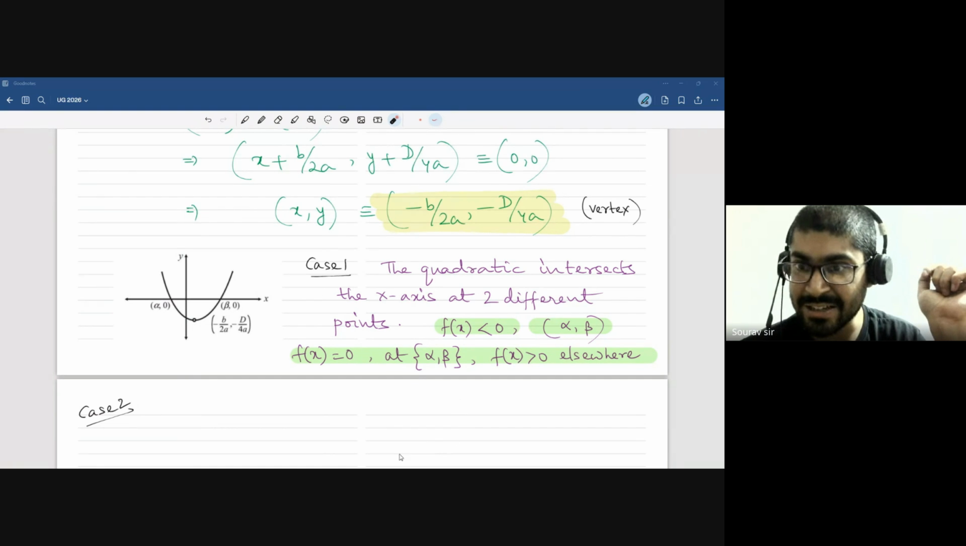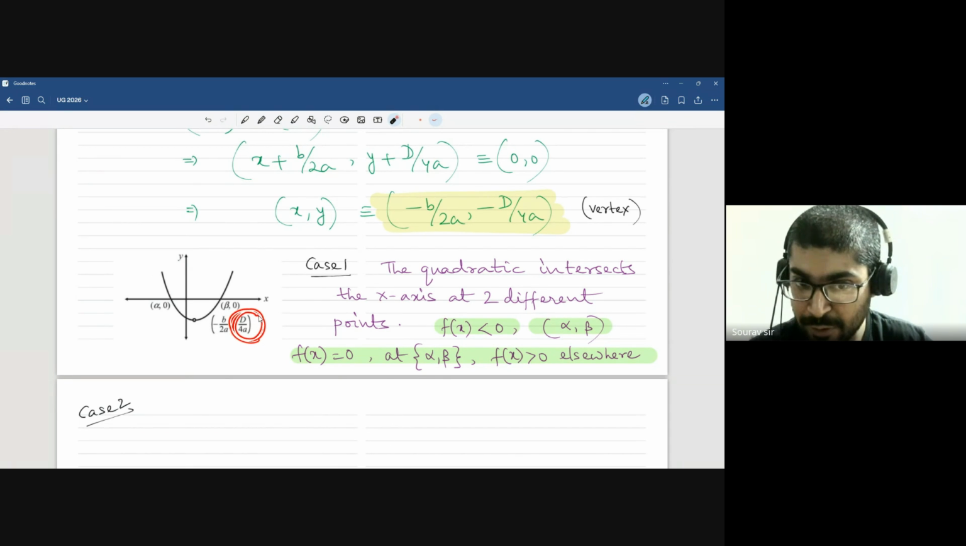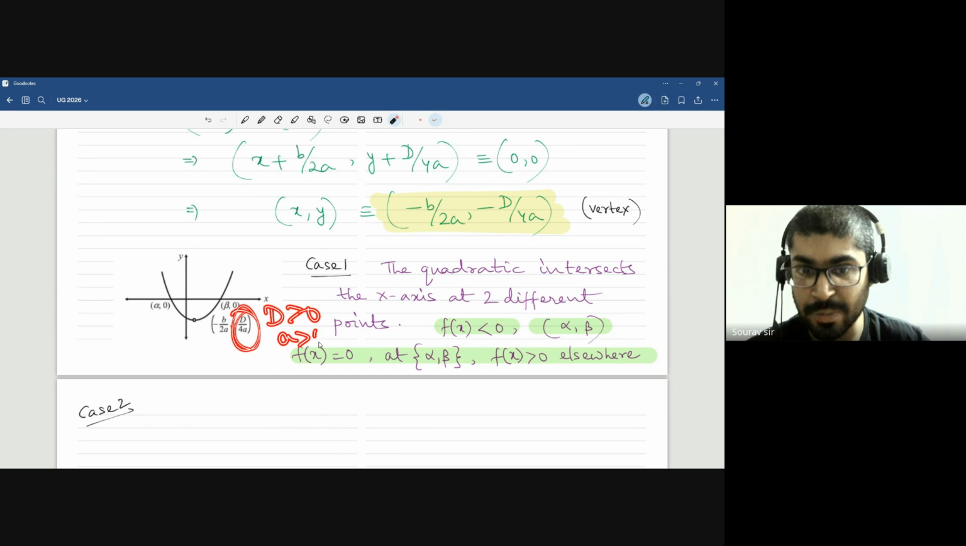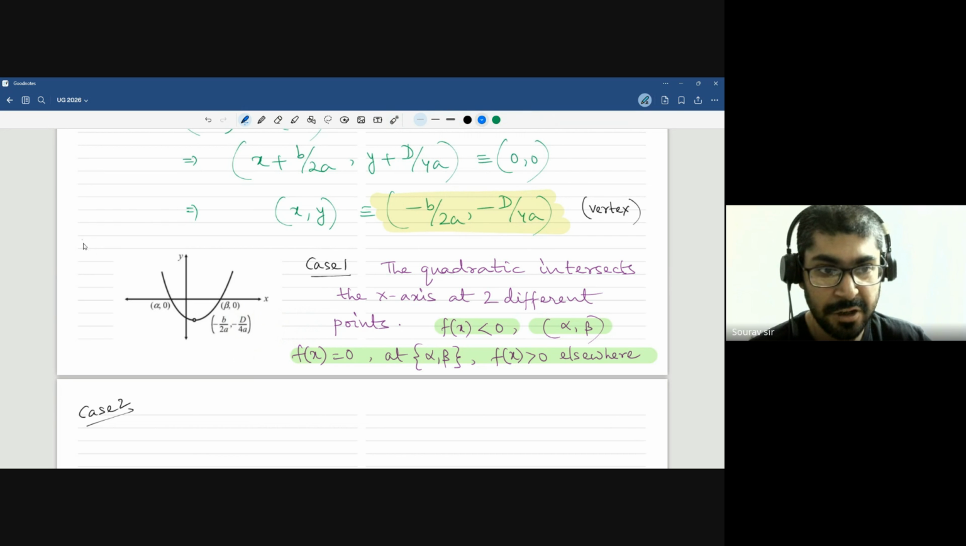So if d is greater than 0, then look at where this point is. This point is in the fourth quadrant. So in the fourth quadrant, what is positive and what is negative? In the fourth quadrant, x is positive and y is negative. So this d by 4a section will be negative. If this is negative and d is greater than 0, that means a has to be greater than 0. See if you understand this logic. So d greater than 0, that is fixed. We also know a greater than 0.